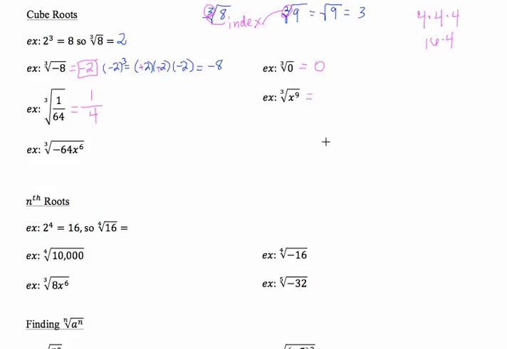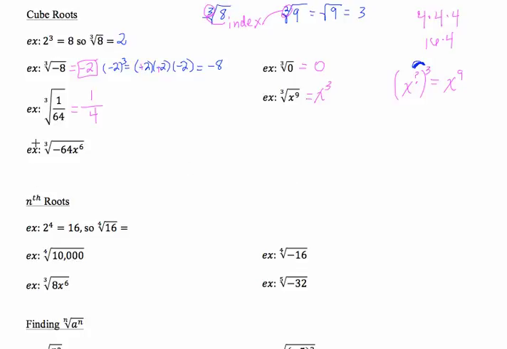Okay, the cubed root of x to the 9th. Let's do a little guessing and checking on this one. You're asking yourself, x to what power would go there, so that when you cube it, you get x to the 9th? Well, when you simplify this, you would multiply these two numbers. Therefore, what number does 3 need to be multiplied by to get 9? Well, it needs to be multiplied by 3. So this would be x cubed.